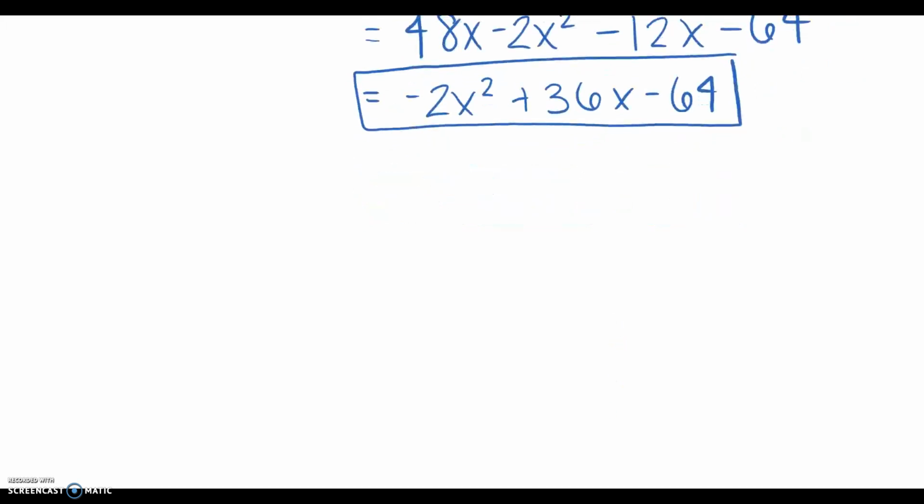We could do it one of two ways. We could either complete the square to find it, or we could just find the x value using x equals negative b over 2a, which I'd prefer to do. I think it's going to be less work, especially because we have a leading coefficient. So to find the x value, I'm going to do negative b over 2a. So that's going to be negative 36 over 2 times negative 4. And negative 36 divided by negative 8 will be 9.